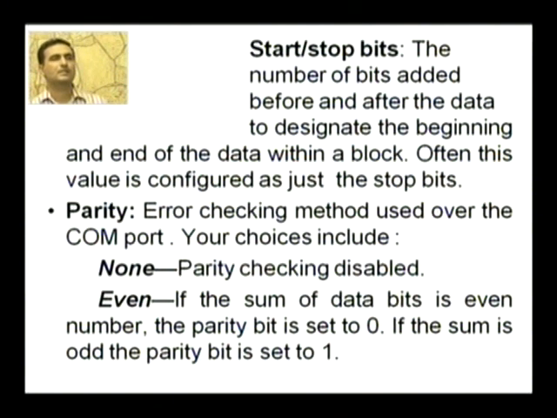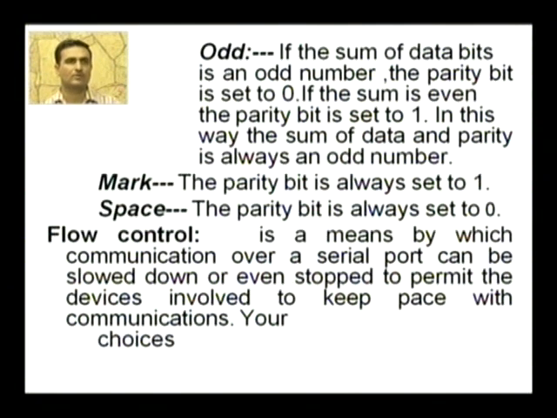We can say that in the overall total, the number of ones should be even, or the sum of the data bits must be even. Next, odd. If the sum of the data bits is an odd number, the parity bit is set to 0. If the sum is even, the parity is set to 1. This way the sum of the data and parity is always an odd number. Next, mark: the parity bit is always set to 1. Next is space: the parity bit is always set to 0.